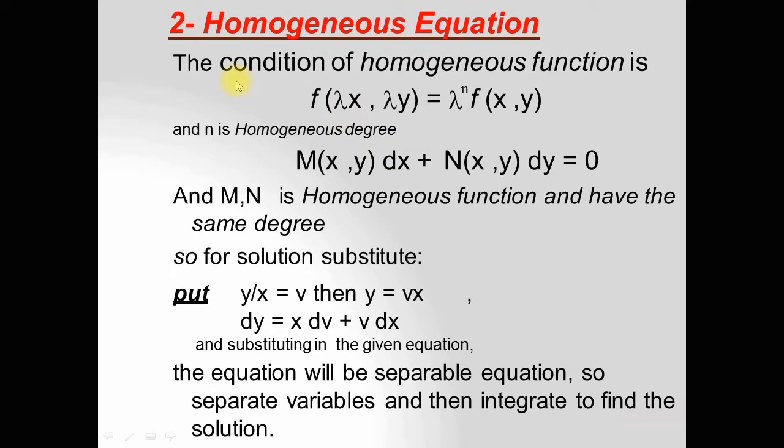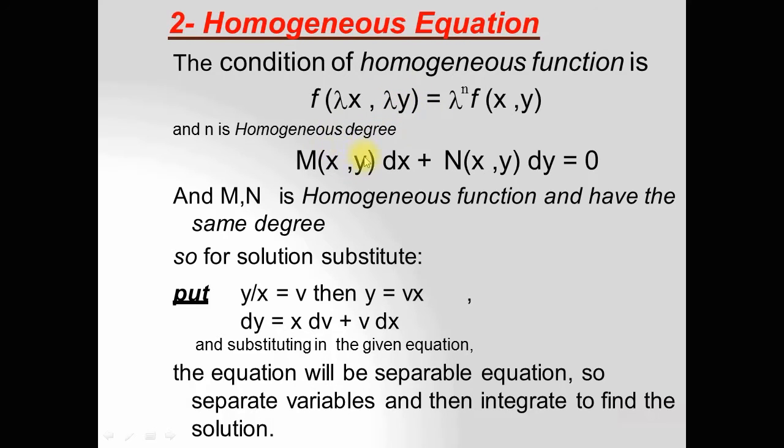Now homogeneous equations. The condition of a homogeneous function is f of lambda x comma lambda y is equal to lambda power n f of x y. So if a function f of lambda x comma lambda y can be written as lambda power n f of x y, then the function will be homogeneous, where this n represents the degree of the homogeneous function.